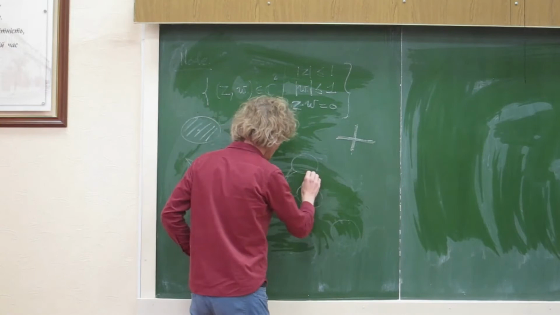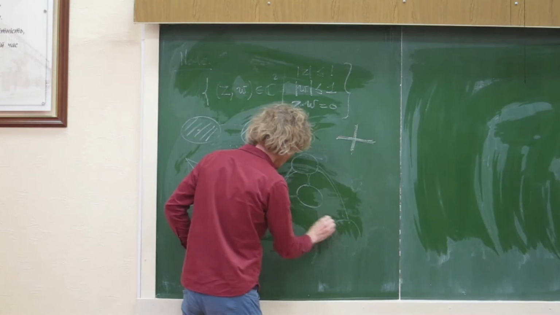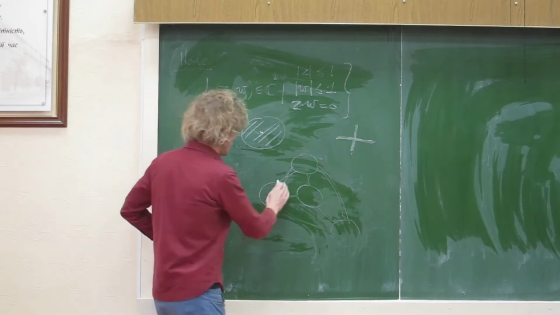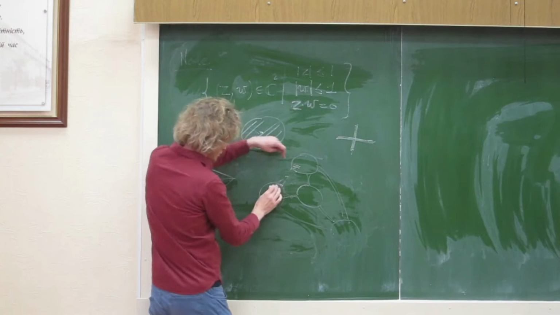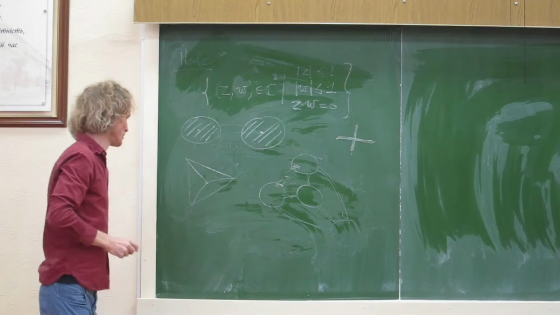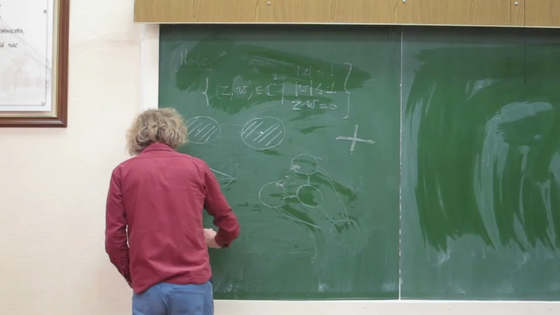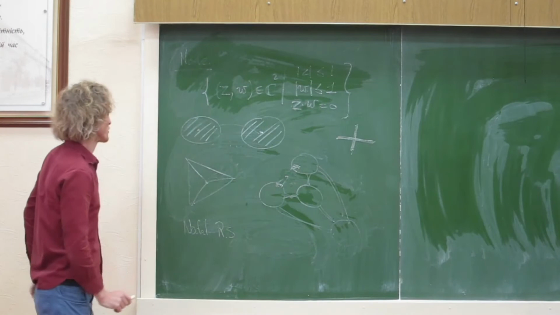Picture. I mean there's a disc here and a disc there, and I glue the centers of the discs together to get a copy of this prototype. So that would be an example of a nodal Riemann surface. Almost a Riemann surface, except it has these local singularities.